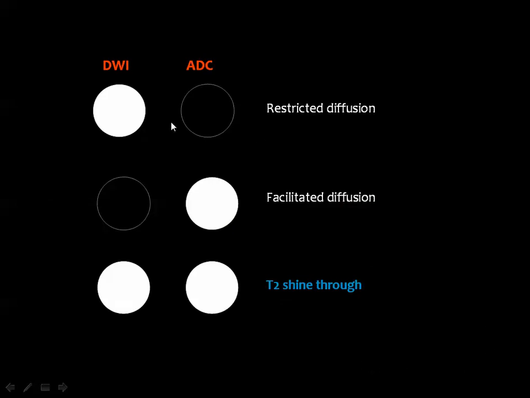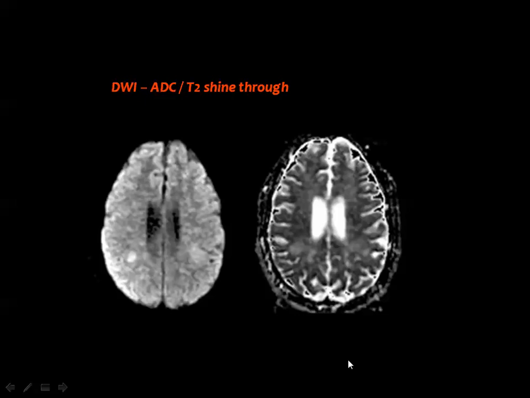So if you see a lesion which is bright in the diffusion weighted image and black in the ADC, this is restricted diffusion. The opposite, you see the lesion which is black in the diffusion weighted image and bright in the ADC, and this is diffusion free or facilitated diffusion. If the lesion is bright in both images, this is T2 shine through. And this is an example of T2 shine through. The lesion is bright in the diffusion weighted image and is also bright in the ADC map.